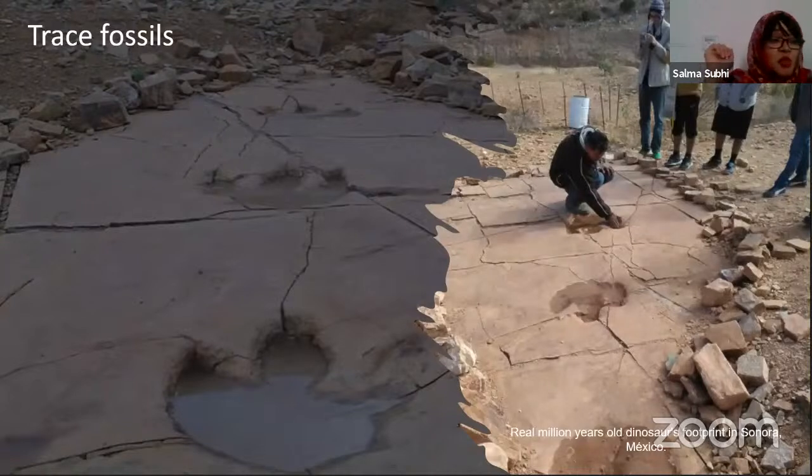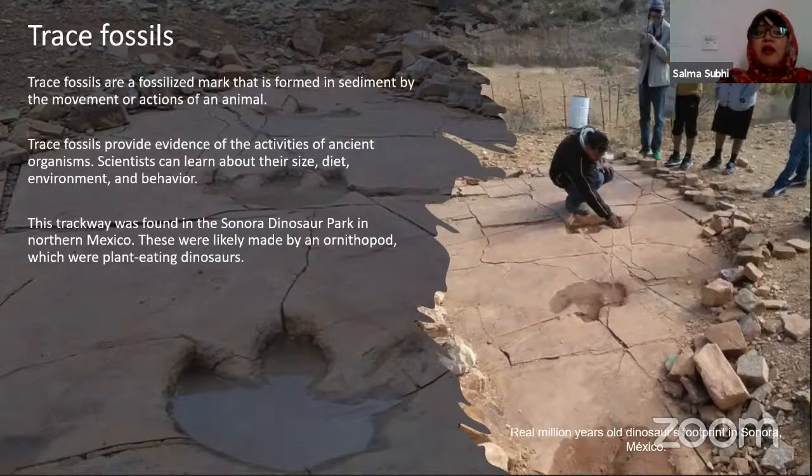Today, dinosaurs live only in our imagination, but in some areas we are still witness to creatures that were the masters one day in the past. So these are the trace fossils. Trace fossils are a fossilized mark that is formed in sediment by the movement or actions of an animal. Trace fossils provide evidence of the activities of ancient organisms. Scientists can learn about their size from the footprints, diet, environment, and behavior.